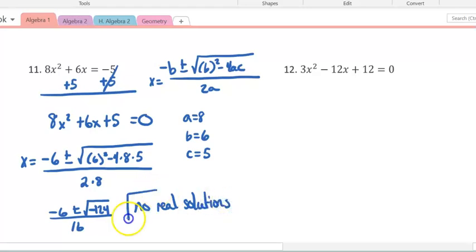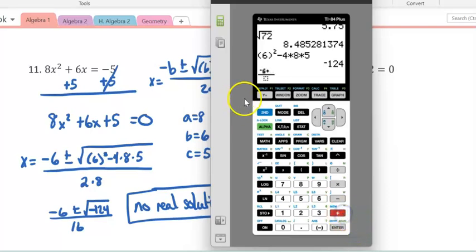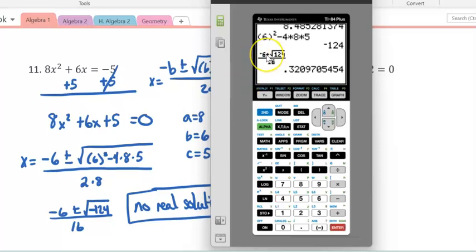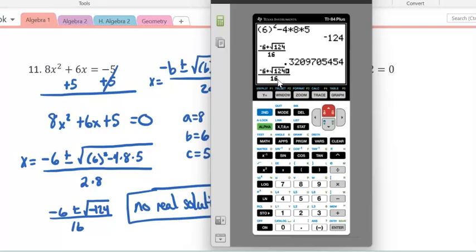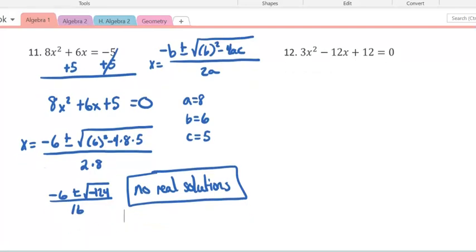If I did get a positive number, then I would try to square root it. Like, let's say that had been a positive 124. What I would have done is pulled up my fraction, and I would have typed in negative 6 plus, and then the square root of 124, unless it was some nice square root, then I'd go ahead and simplify it, over 16. And then I'd do it again with a minus. You could also just hit enter on it, and then go change that plus to a minus. Now that's what we do if this number had been positive, but it wasn't, so it's no real solutions.